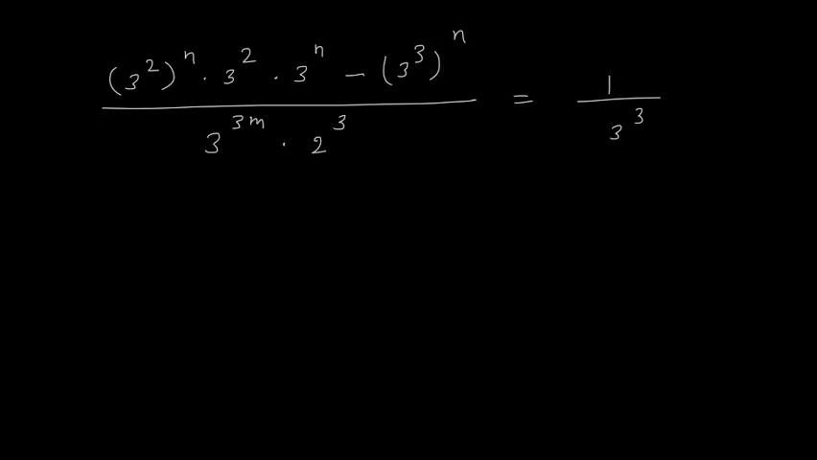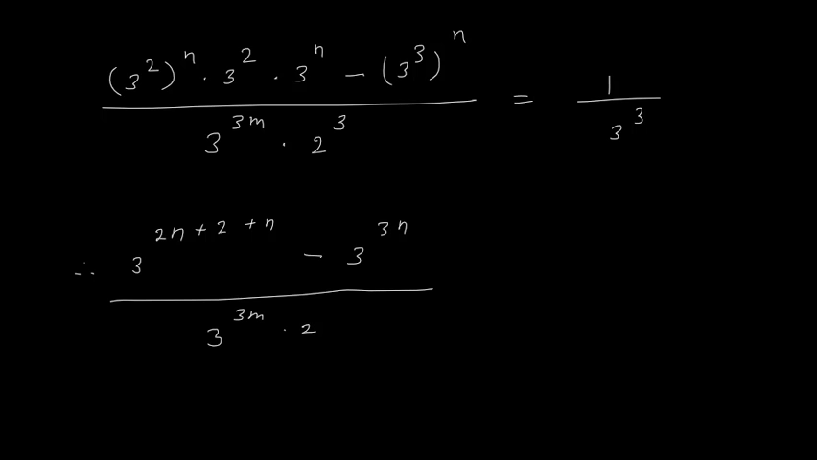So here we will simplify. Here it is, therefore I will say that 3 power, now this is 2n, it is multiplied by 3 power 2, so I will add that power, and here it is multiplied by 3 power n, so I will add this power, minus 3 power, here I have 3n, whole divided by, here I have 3 power 3m into 2 power 3. 2 power 3 is 8, we can write simply 8 in place of 2 power 3 is equals to, this is 3 power minus 3.